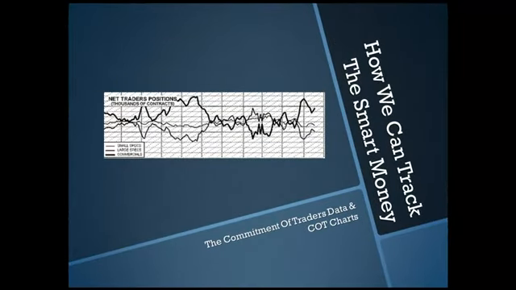Folks, we are going to cover the Commitment of Traders report and COT charts for use in trading the Forex. And we can use this information to track what is referred to as the smart money. Before we get started though, what exactly is a Commitment of Traders report and what's its purpose? Where does it come from?